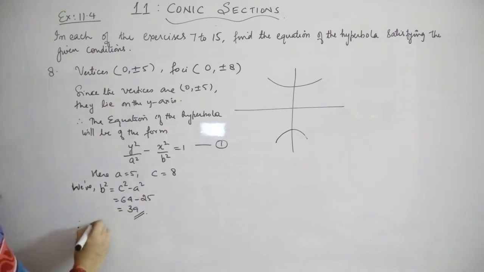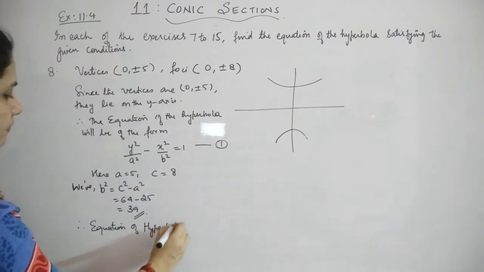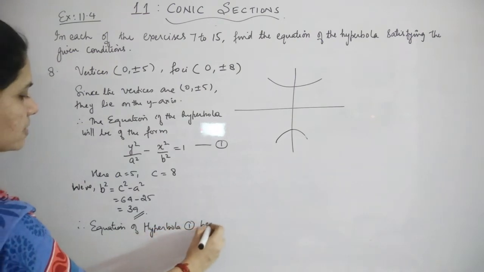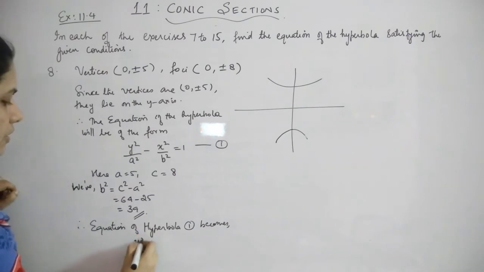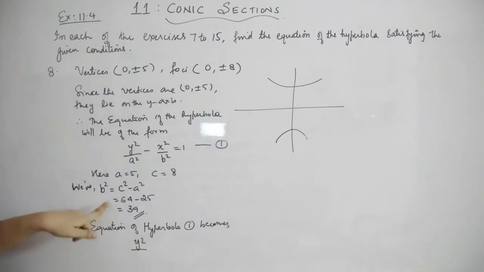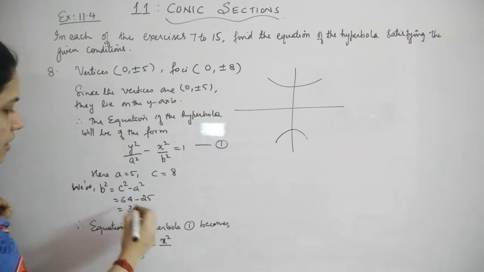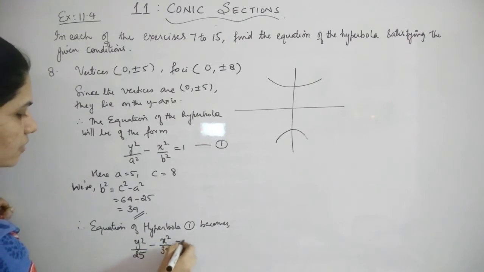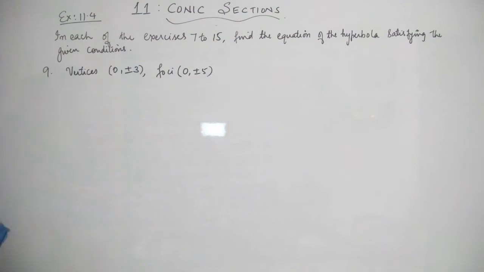Therefore, the equation of the hyperbola becomes y square by, what is the value of a square? 25, minus x square by b square, which is 39, equal to 1.